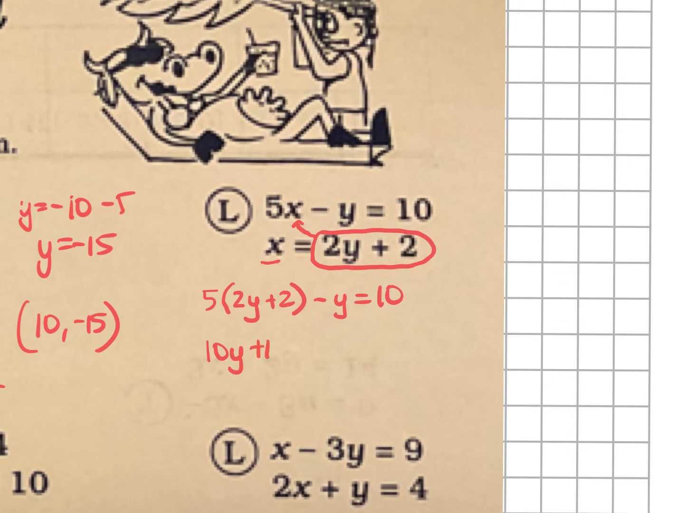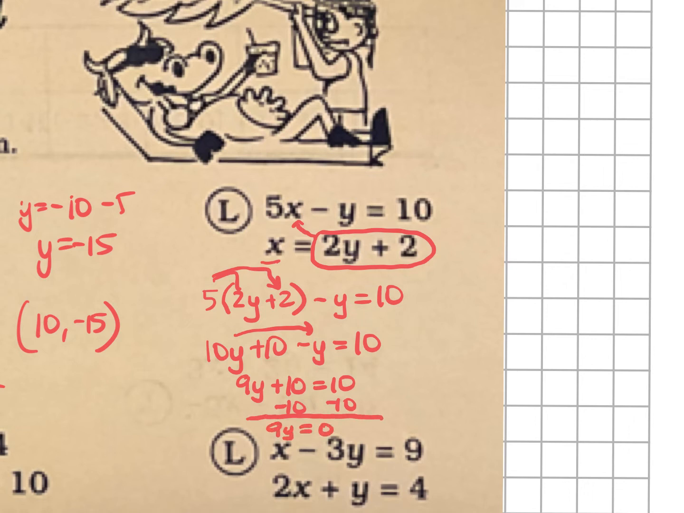10y plus 10. Multiply, multiply. 10y plus 10 minus y equals 10. I'm going to combine these two really quickly. 9y plus 10 equals 10. Subtract the 10, move it to the other side. This always confuses kids. 9y equals 0. Just treat 0 like any other number. So 9y equals 0. Divide by 9.